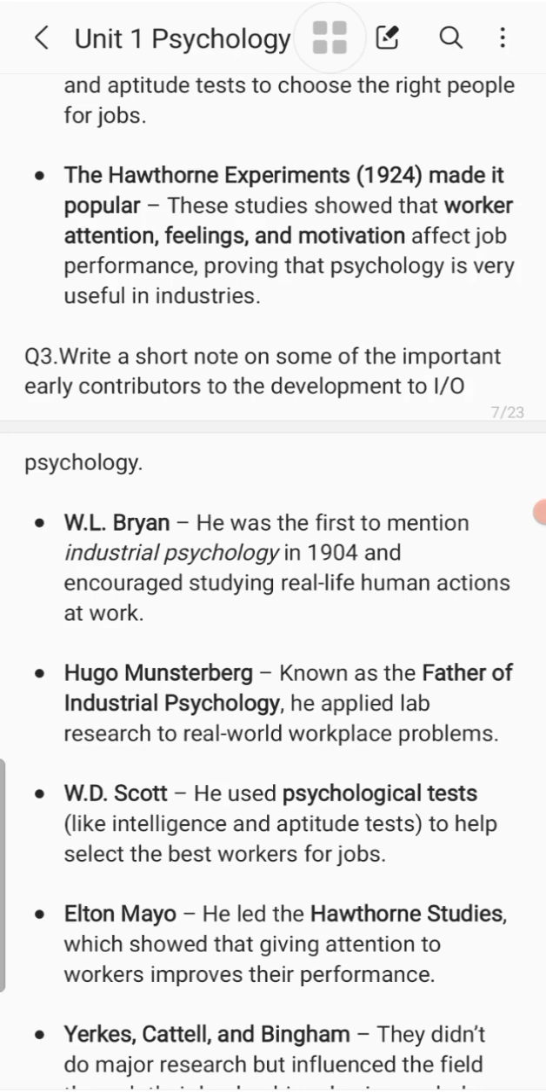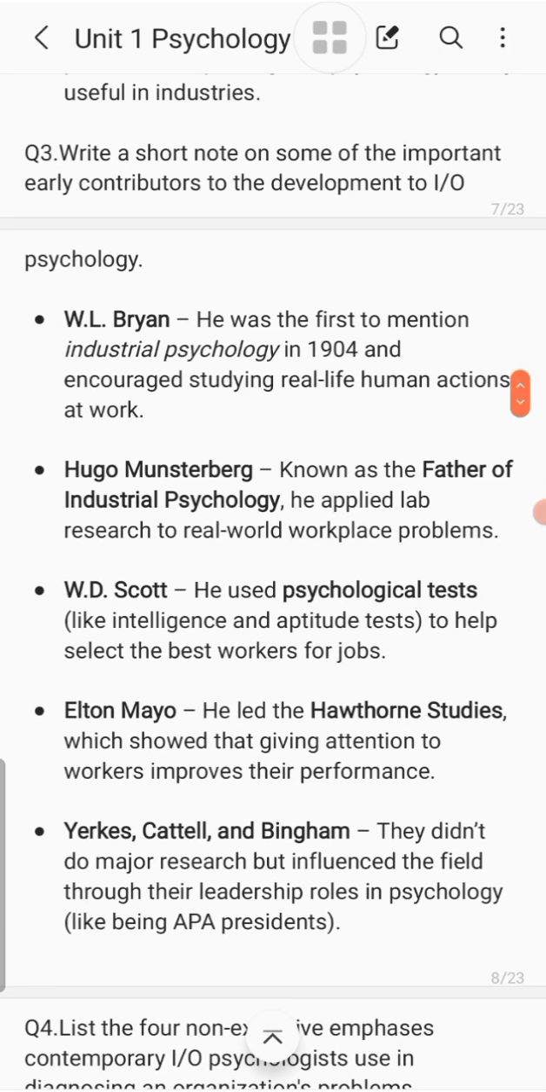Elton Mayo, he led the Hawthorne studies, which showed that giving attention to workers improves their performance. Yerkes, Cattell, and Bingham, they didn't do major research but influenced the field through their leadership roles in psychology, like being APA presidents.